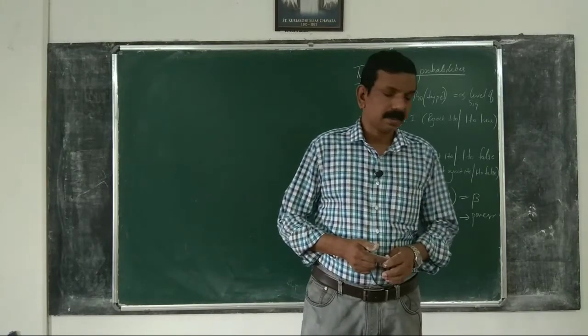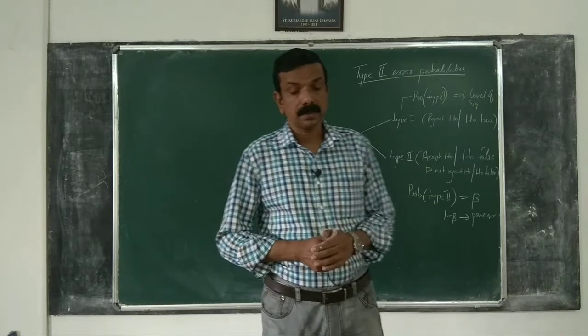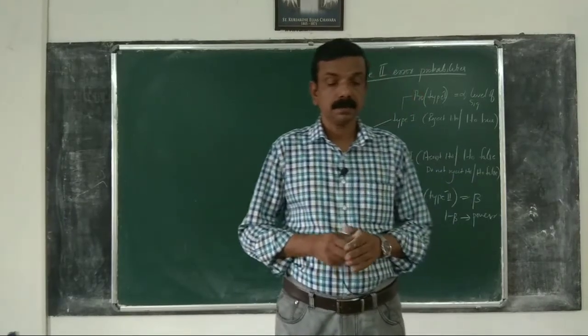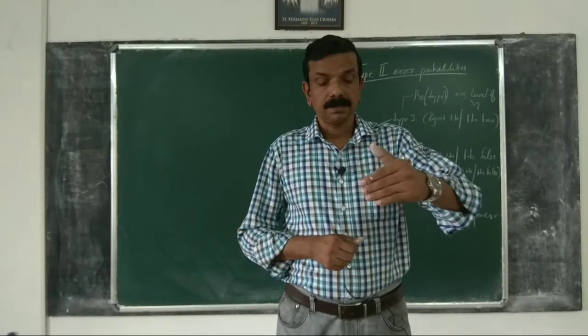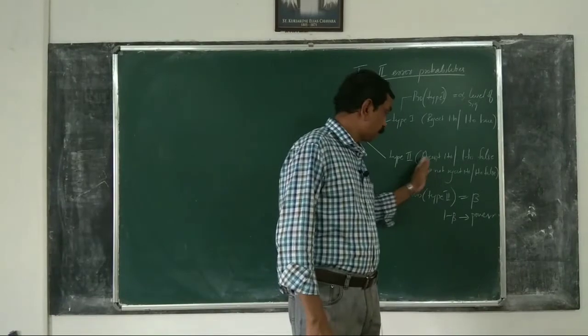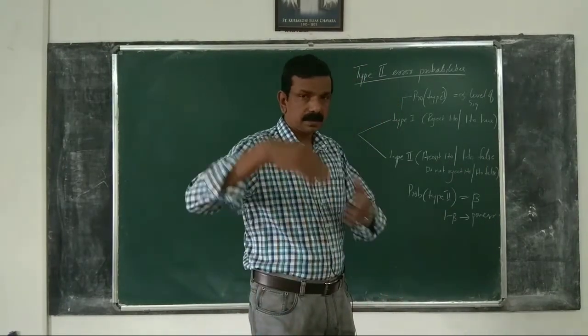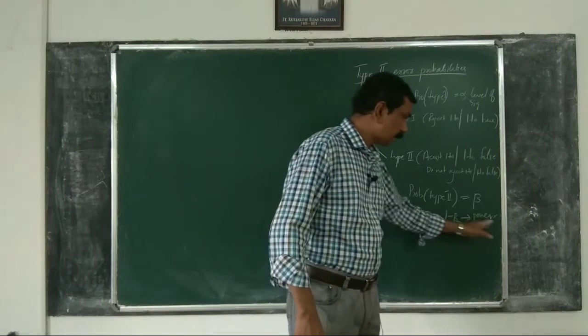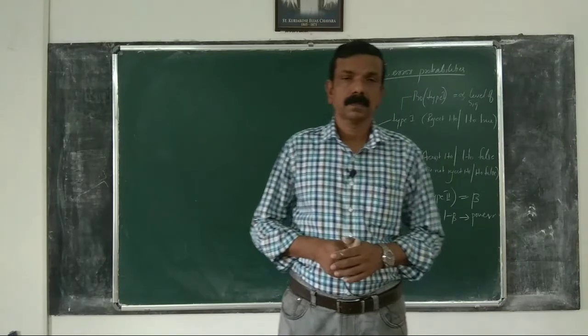Now in this session, we consider how to calculate beta, that is, the probability of type 2 error: accept H0 when H0 is false. And in the next session, we will consider what is known as the power of the test.